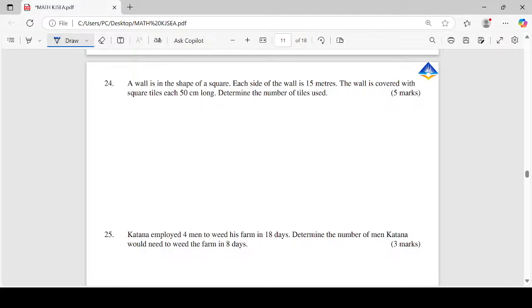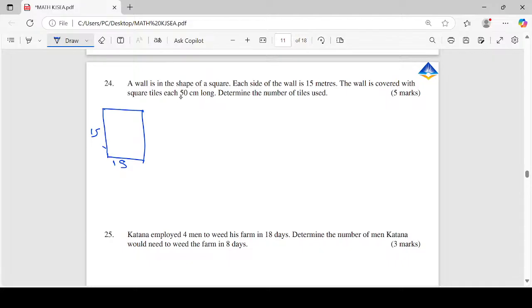A wall is in shape of a square. Each side of the wall is 15 meters. The wall is covered with square tiles, each 50 centimeters long. Determine the number of tiles. So we have a wall that is square in shape. Assume that is my wall. Each side is 15 meters, so it's 15 by 15.